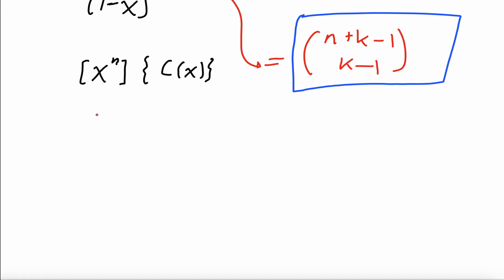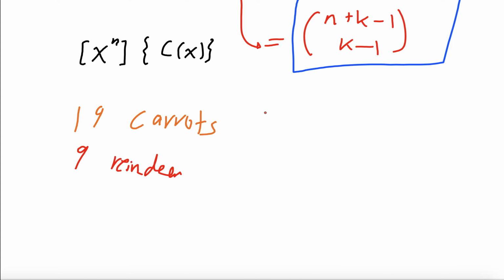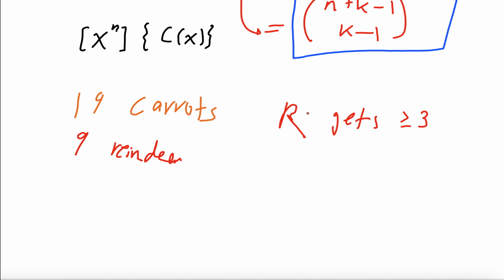So suppose we have 19 identical carrots. So 19 carrots, right? And then we have, say, 9 reindeer, including Rudolph. Okay? And all of Santa's reindeer. So suppose Rudolph, which we can call R, is Santa's favorite. So he gets at least 3 all the time. So R gets greater than or equal to 3 cookies, or not cookies, carrots each time. I'm thinking about Santa already.